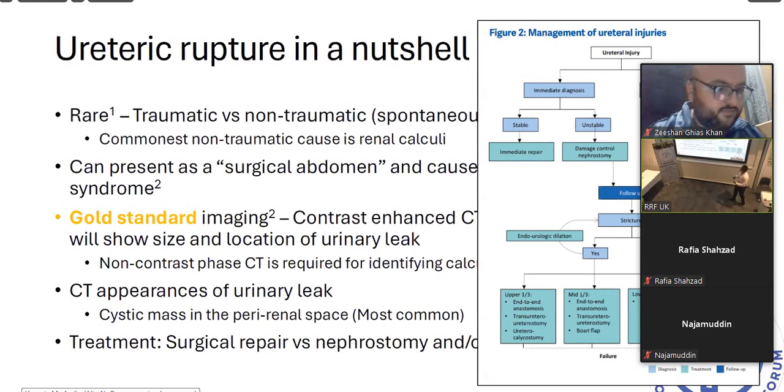The treatment depends on whether the diagnosis is found immediately, so usually in surgery, or if it's delayed, like it was in this case. The European Association of Urology has a guideline on how to manage this. In this case, our patient had both a nephrostomy and a JJ stent.